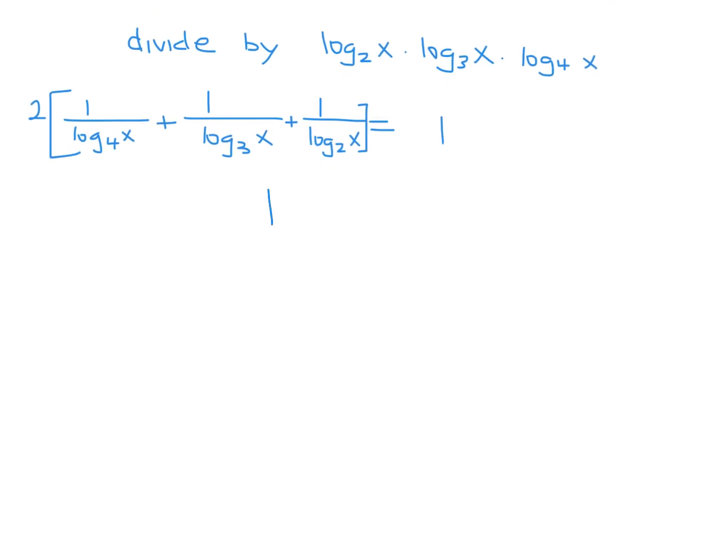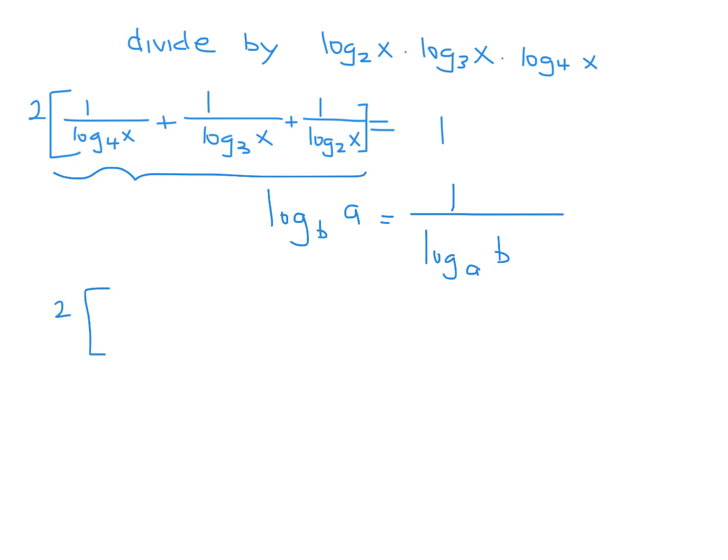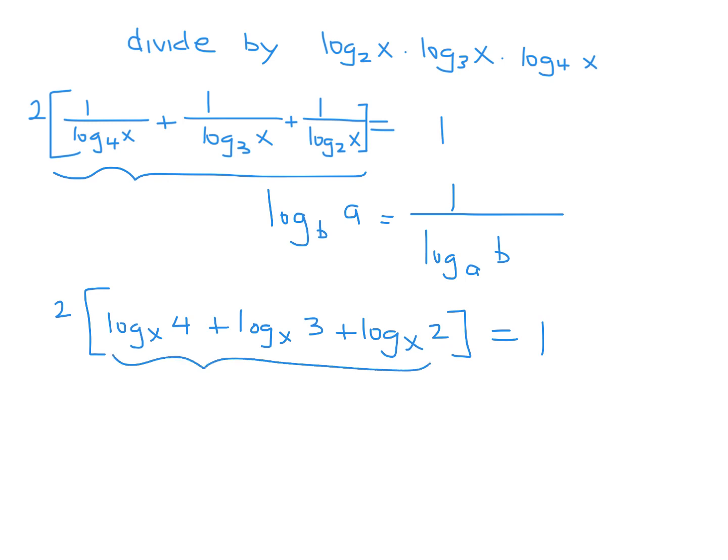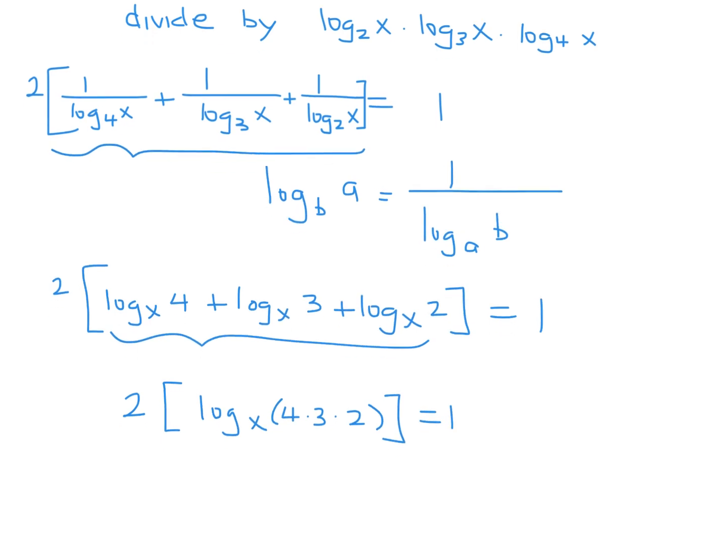Okay, now we have to use one of those log rules, and that log rule is that the log of a to the base b is equivalent to 1 over the log of b to the base a. And we're going to implement that rule up there. So that means this now becomes 2 times the log of 4 to the base x plus the log of 3 to the base x plus the log of 2 to the base x, and that right side remains 1. Now we use log rules to combine these because the bases are all the same. So that means this will be the log of 4 times 3 times 2, all to the base x. Right, it's coming together nicely.